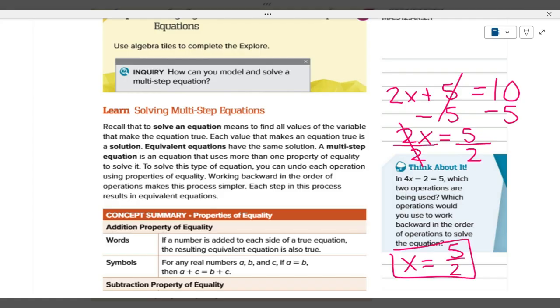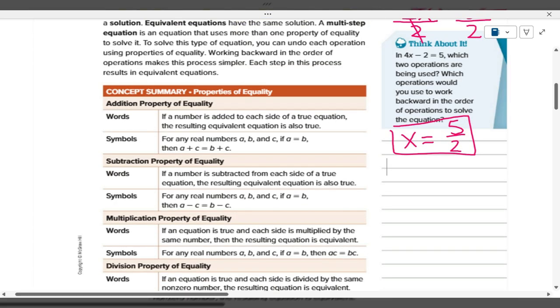That's just an example of solving a multi-step equation, and this particular case was a two-step equation. So it's okay if that didn't make perfect sense right now. We're going to have some more time to practice, but I just wanted to give you a clear example of what that is. All right, go ahead and take a look at the concept summary.